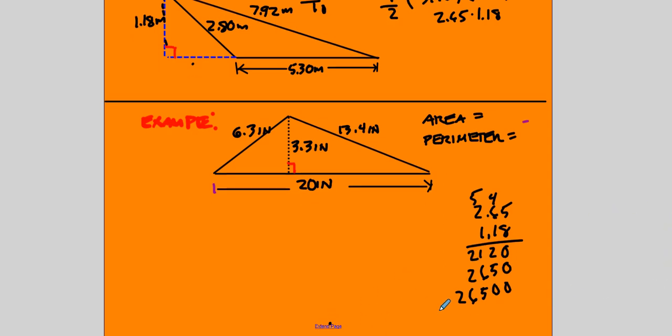So now I'm going to add these all up. So I get 0, 7, 1, 6, and 5 is 12. Carry the 1. 1 plus 2 plus 2 is 5 plus 6 is 11. Carry the 1. So I get that. So I now move the decimal point 1, 2, 3, 4 places to the left.